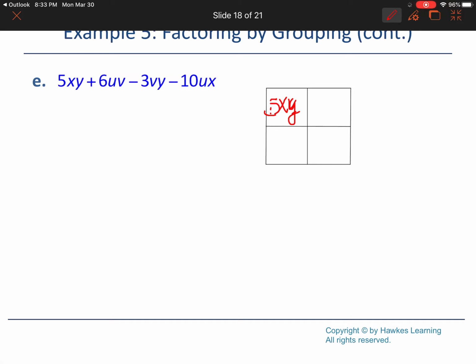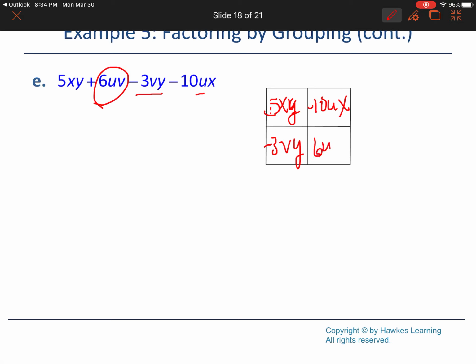5xy. Here, I want to have something in common. So I either want this 3vy or the negative 10ux to be next. So the 10, I'm going to put this one here because the other one I can put. So this has a number, the 5 as well as the x is in common. The other one, the one with the y in it, I will put down here so that I would have a common y as well, right?